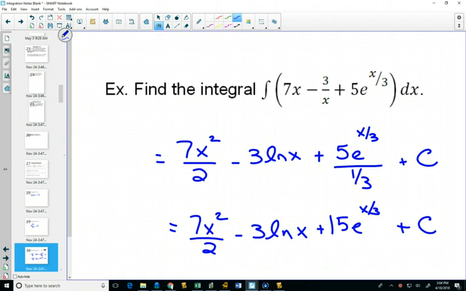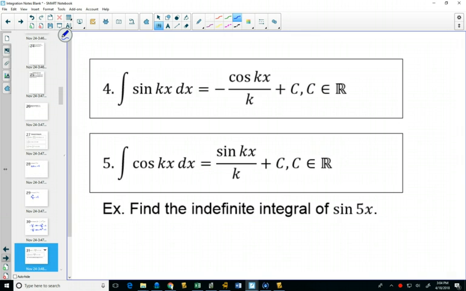So some other standard ones, sine and cos. If the derivative of cos is negative sine, then the integral of sine is negative cos. Okay? If the derivative of sine is cos, the integral of cos is sine. And if you had a value inside that you were multiplying, if you were doing the derivative, you would have the chain rule and have to multiply. So if you're doing the integral, you would have to divide to counteract that chain rule.